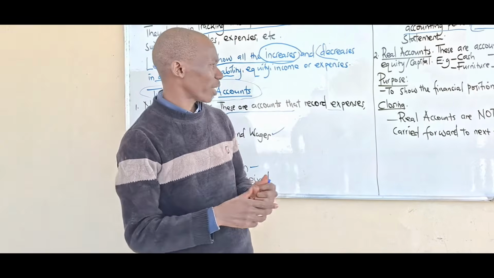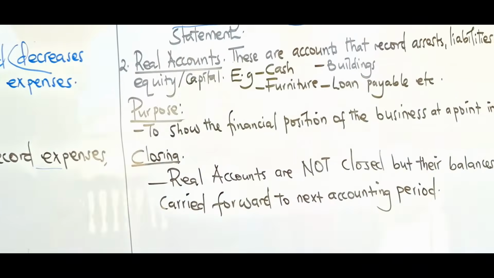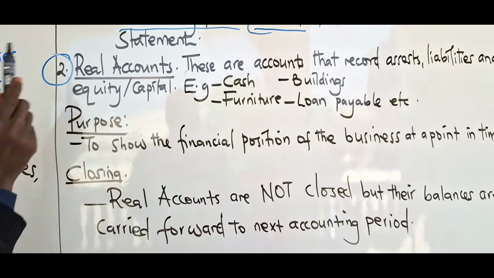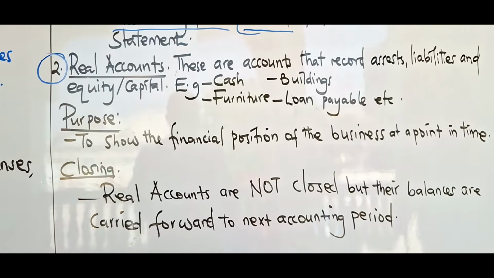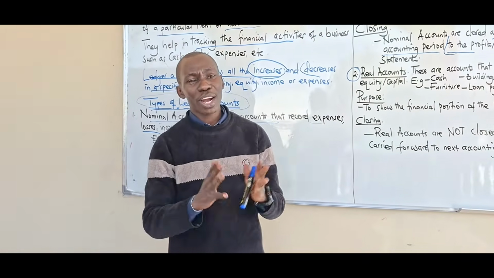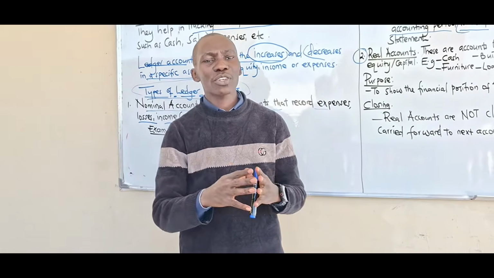Let's try to look at another type called LEO account. Nominal, I believe we are okay. Type number 2 is LEO account. These ones are very simple. I think I talked about the accounting equation. Whenever someone talks about LEO account, your brain should run to the accounting equation.